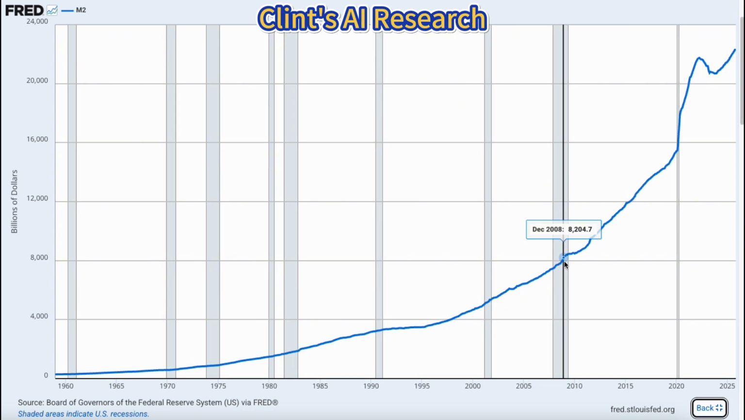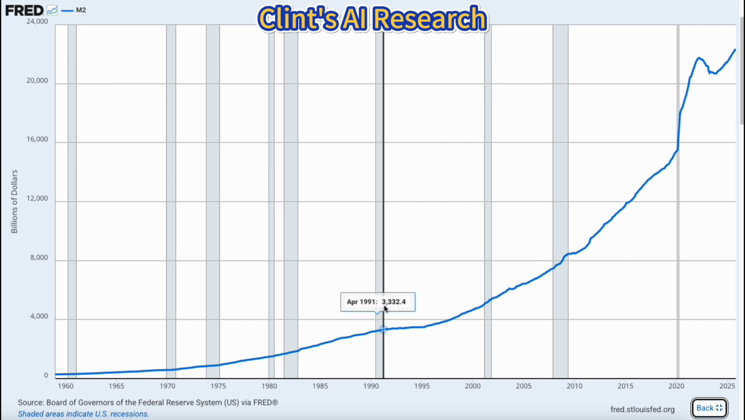Recessions, shaded areas. The gray vertical bars indicate U.S. recessions. Historically, the money supply almost always increases during these times as the Fed injects liquidity to stimulate the economy.